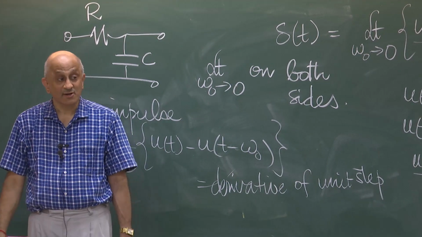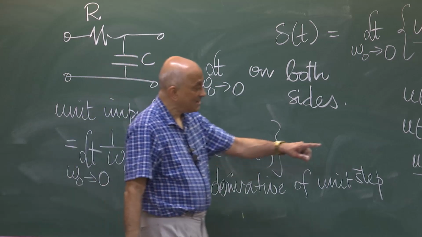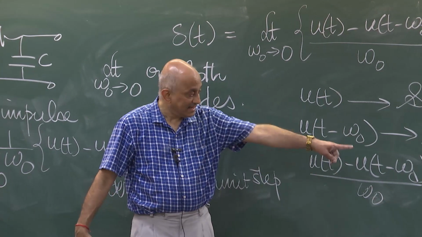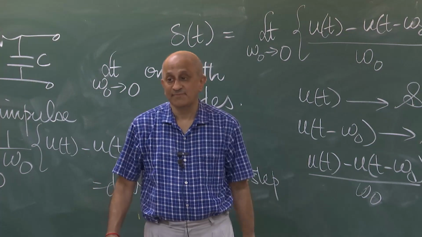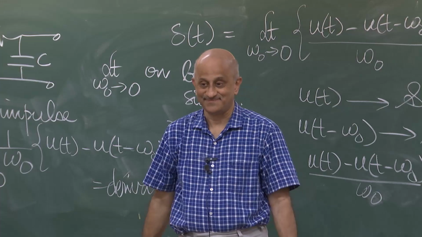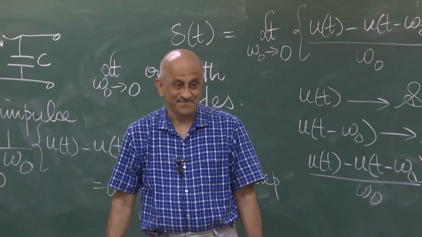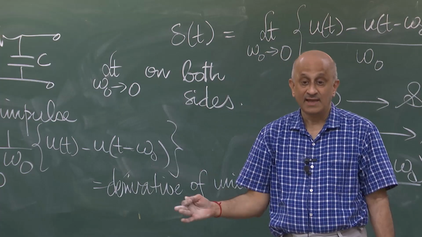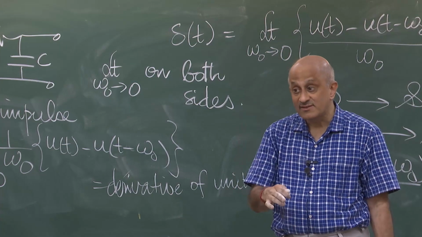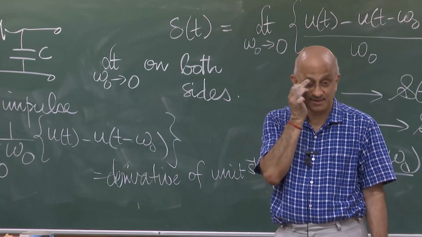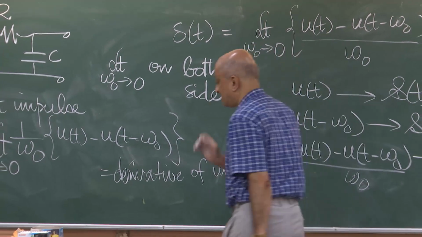So what is my conclusion? If I apply a unit impulse, I can get the unit impulse response by taking the derivative of the step response. So the unit impulse is the derivative of the unit step. Unit impulse response is also the derivative of the unit step response. Right? So let's write this conclusion.